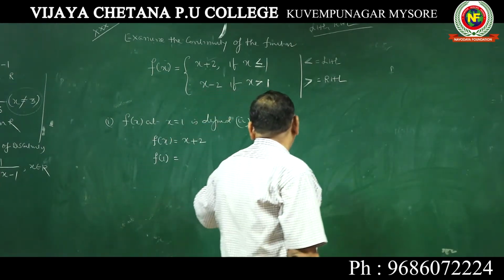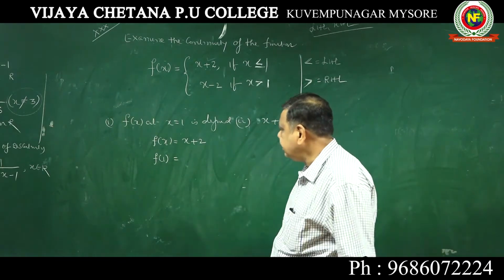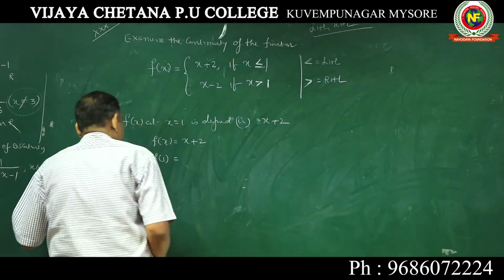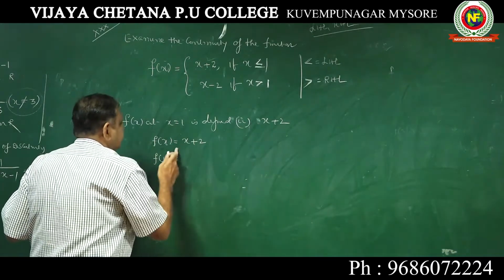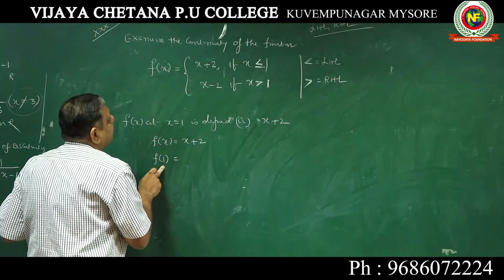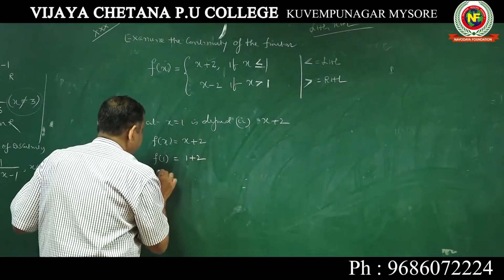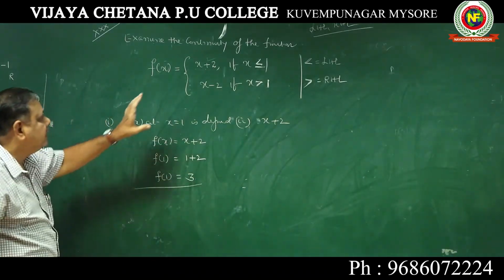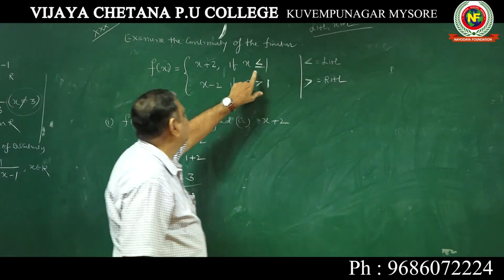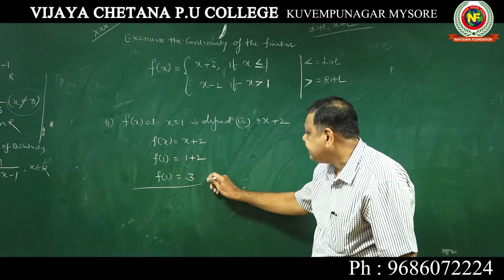f of x at x equal to 1 is defined and it is x plus 2. f of 1 is obtained by substituting 1 in x plus 2, so 1 plus 2. Understood? You should take this defined value: f of 1 is defined and it is 3.